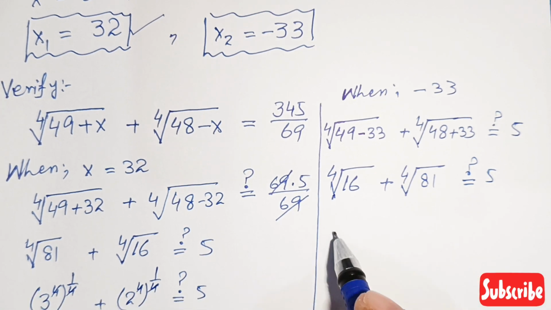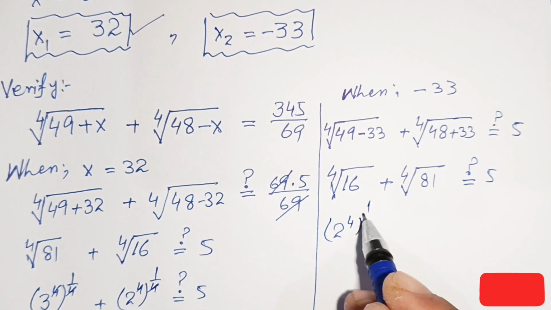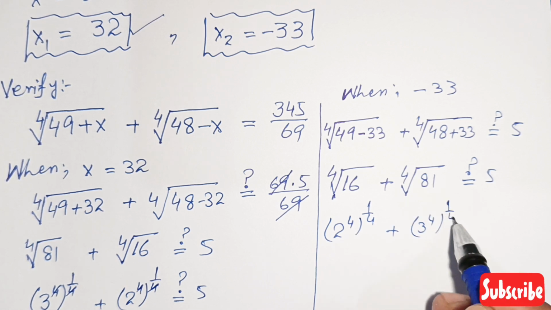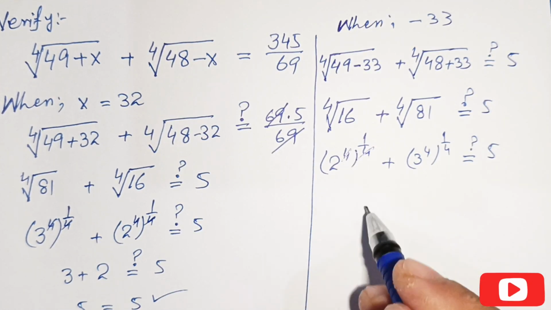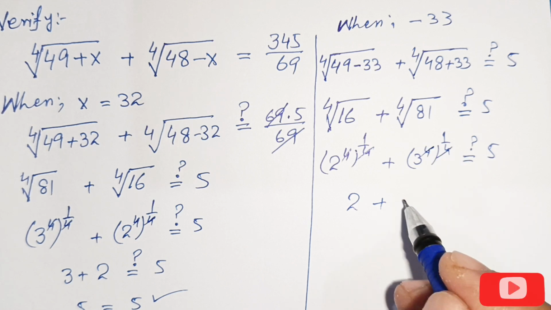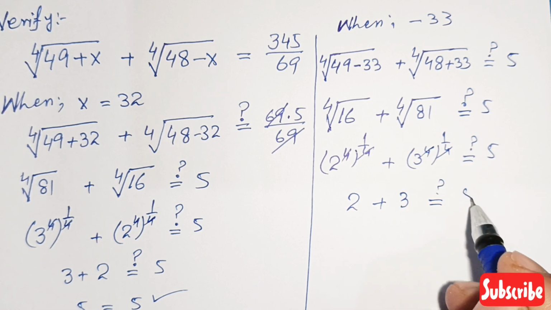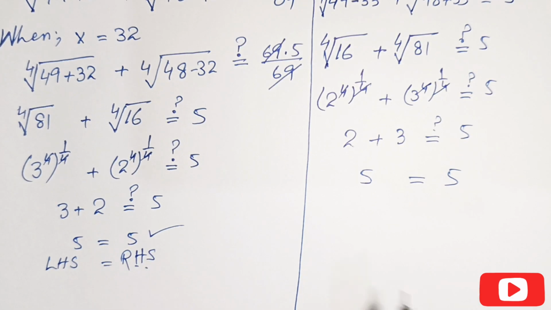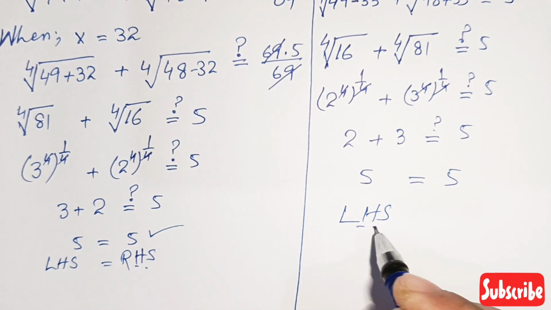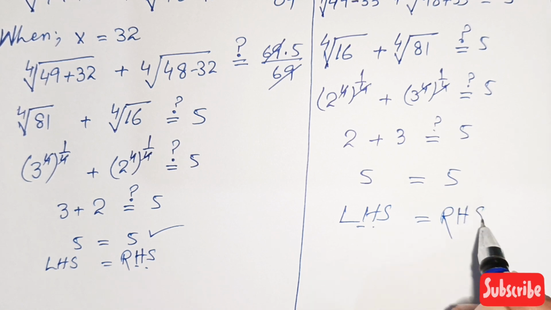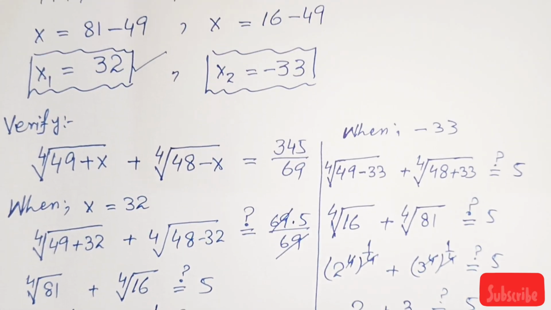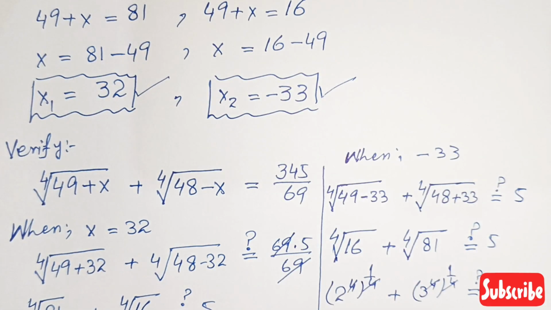So now 16 is 2 to the power 4, whole to the power 1 over 4, plus 3 to the power 4 is 81, whole to the power 1 over 4. Is it equal to 5? So cancelling 4 with 4 we get 2, plus cancelling 4 with 4 we get 3. Is it equal to 5? So yes, it is equal to 5. So 5 is equal to 5, hence our left hand side is equal to right hand side. So this is what we wish to prove actually. So our value of x2, which is minus 33, is also valid.